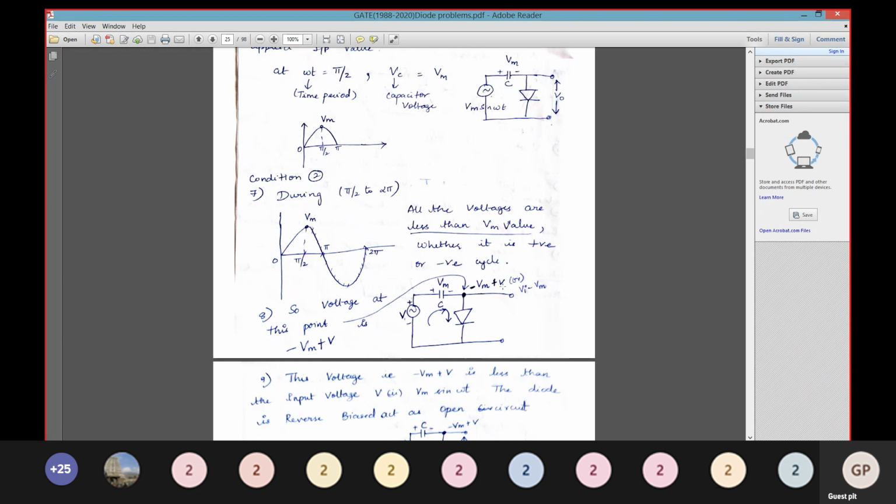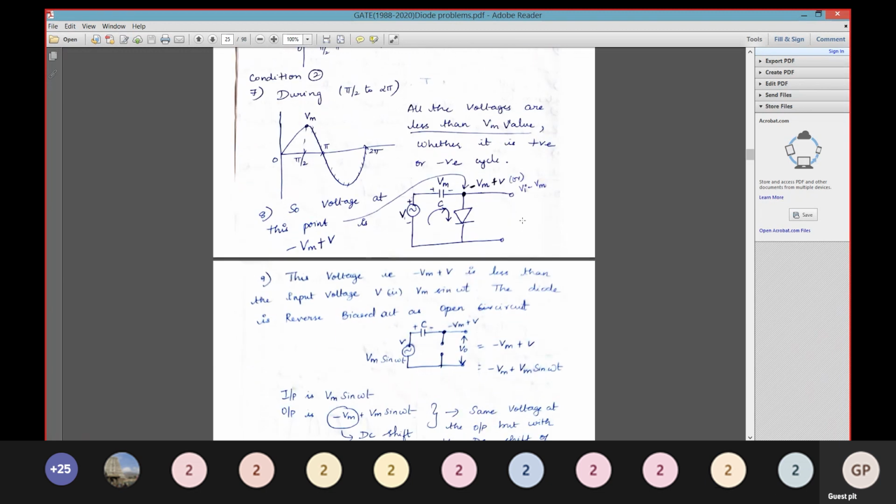Okay, so plus V. You can write it as V, where V is nothing but your input voltage. So you can write it like this: Vi minus Vm. Okay, input voltage minus your maximum capacitor voltage. Okay, so now what is your value of Vi?